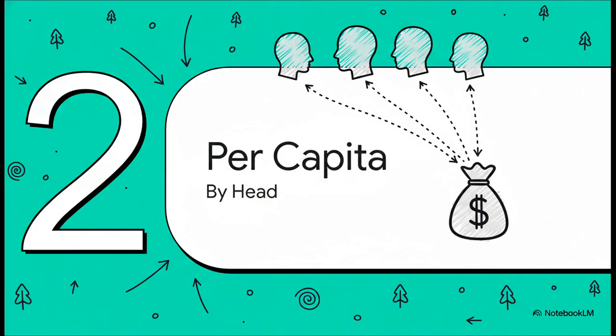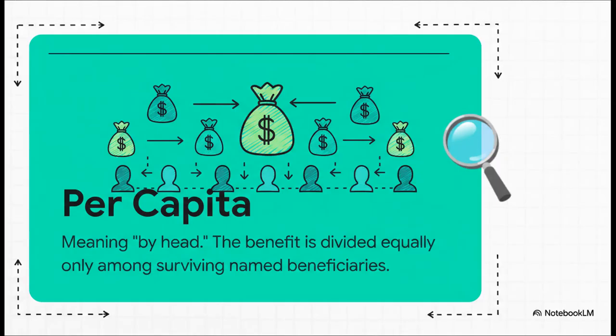This also comes from Latin, but its whole principle of by the head can lead to a radically different outcome. By head, that's the key phrase you gotta remember here. Per capita literally counts the number of surviving named beneficiaries, the number of heads, and it splits the assets equally just among them, and only them.